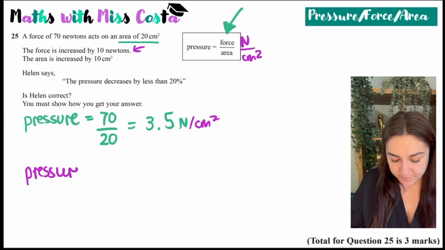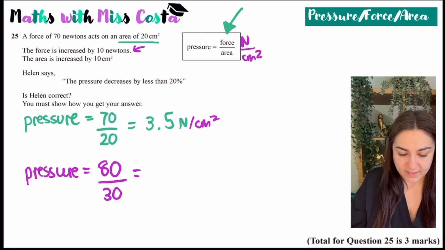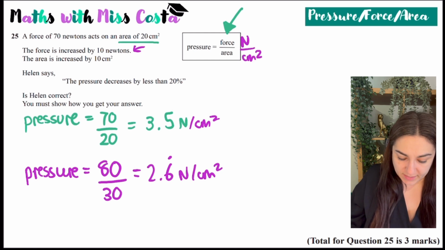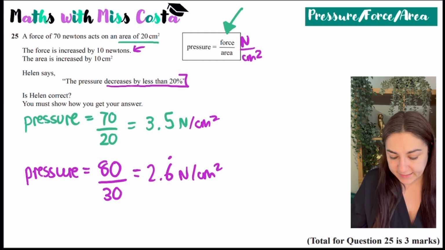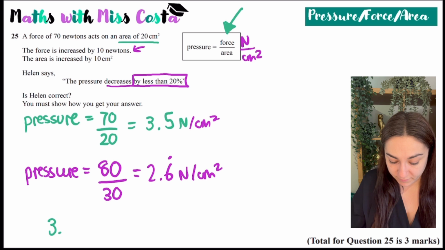Now the new pressure, it says the force is increased by 10 newtons, so that would make it 80. And the area is increased by 10 centimetres squared, so that would make the area 30. So if I did 80 divided by 30, that would give me 2.6 recurring newtons per centimetre squared. So it says the pressure decreases by less than 20%. So what I could do is figure out what 20% of 3.5 is.